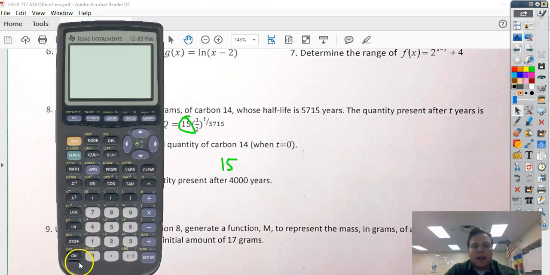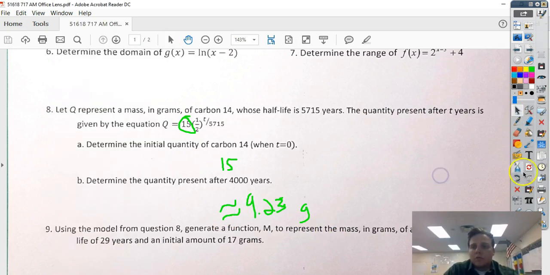So, pull up my handy dandy calculator. I'm going to say 15 times 0.5, the same thing as 1/2, raised to the 4,000 divided by 5715. Press enter, and I get 9.23. So the quantity present after 4,000 years is approximately 9.23 grams. All right. So that was pretty simple. Moving on. Let me know if that's something that doesn't make sense.